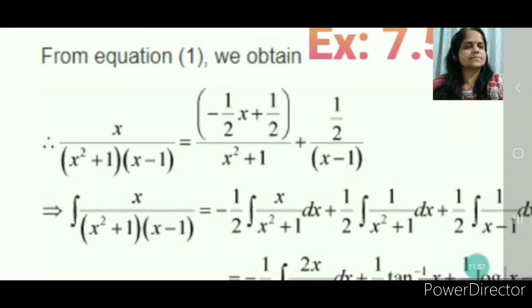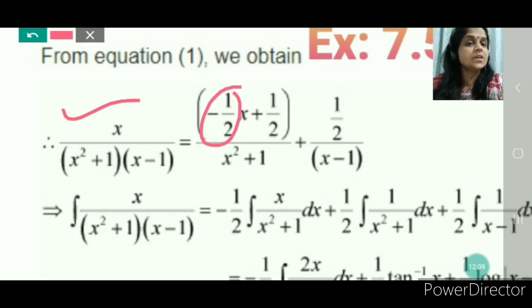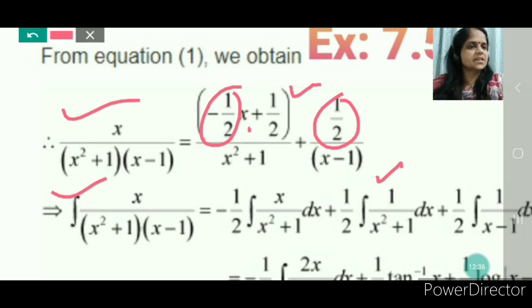So the next step is the quotient x by (x square plus 1) and in bracket (x minus 1). It is now minus 1 by 2x. Minus 1 by 2 is the value of a, plus 1 by 2 is b. So (ax plus b) upon (x square plus 1), and c upon (x minus 1). And now take integration on both sides. So students, you will get minus 1 by 2 as a constant, and it is x by (x square plus 1) dx. From this term 1 by 2 is a constant, and integration of 1 by (x square plus 1), and from the last term 1 by 2 is a constant, and it is the integration of 1 upon (x minus 1) dx.